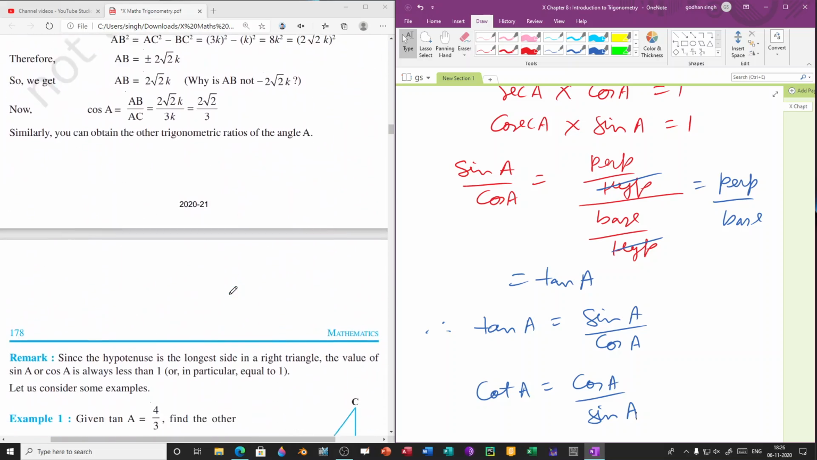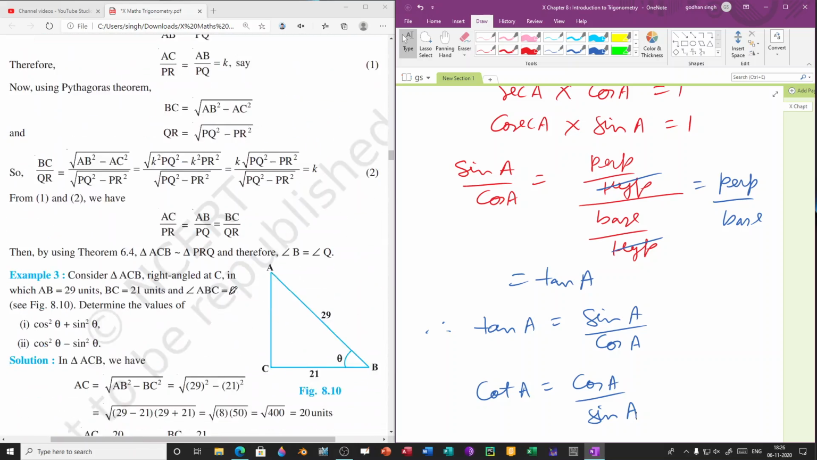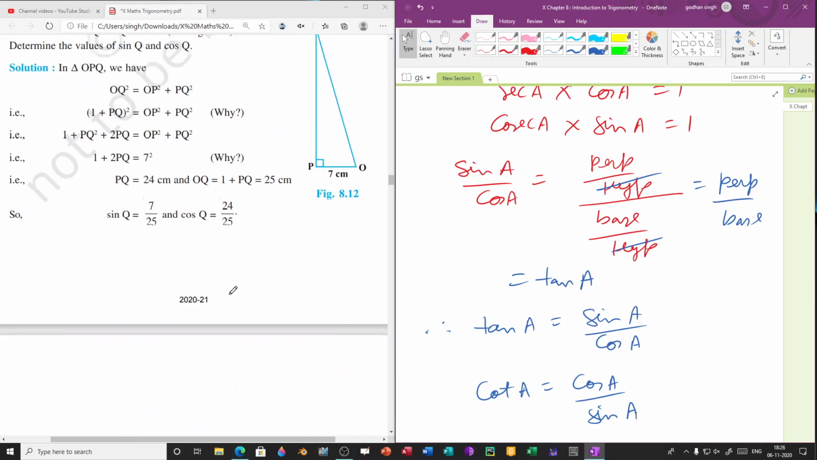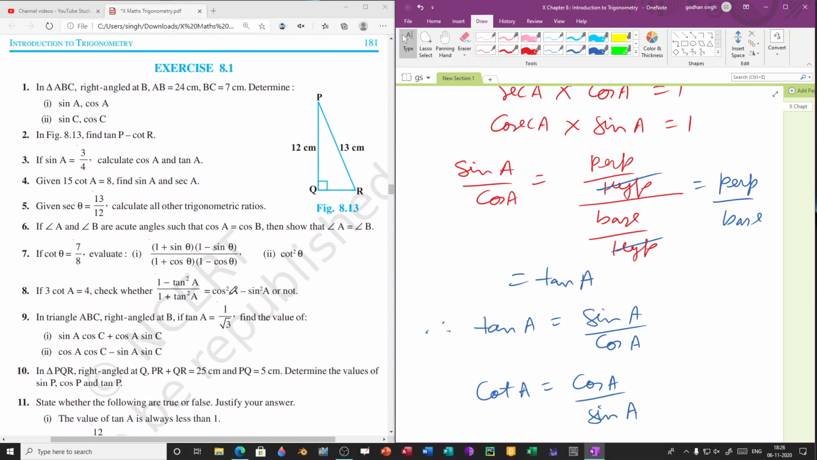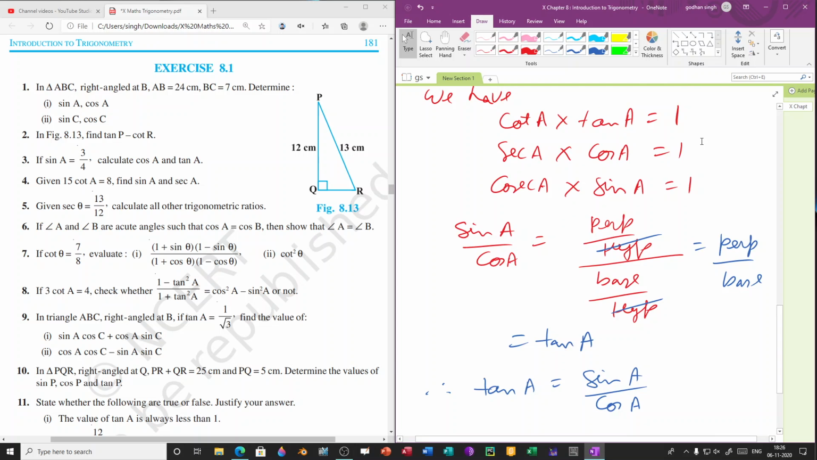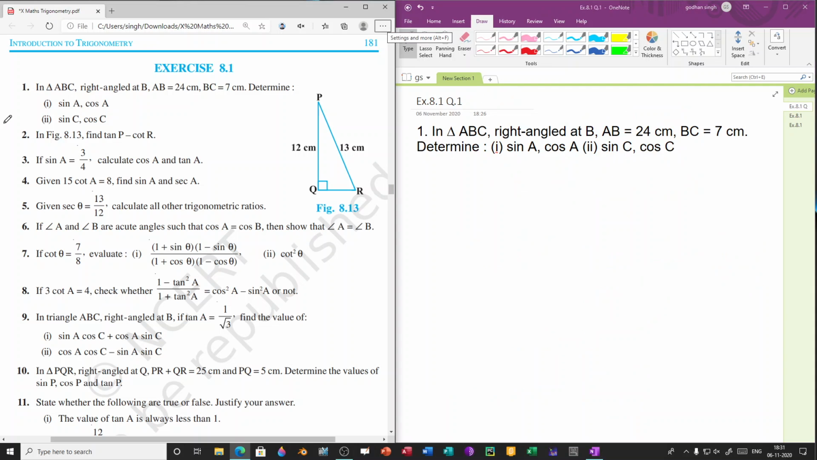So now let us go to the exercise where we'll be applying these formulas. First one is exercise 8.1. So now we have exercise 8.1, question number 1. In triangle ABC, right angle at B, AB equal to 24, BC equal to 7 centimeter, determine sine A, cos A, and second part, sine C, cos C. So let us do this question number 1.